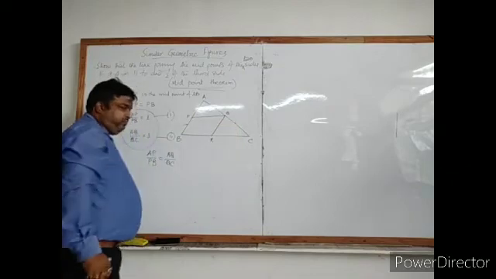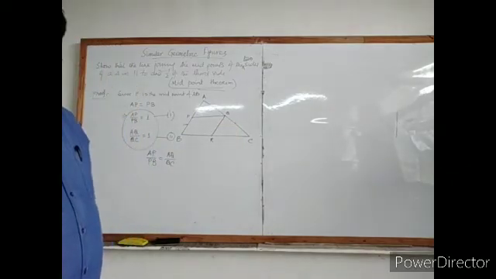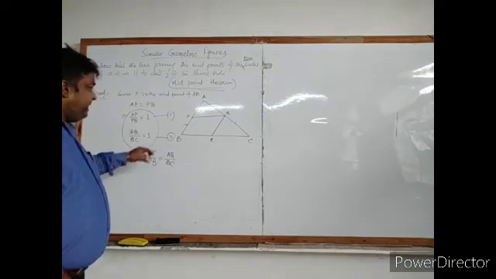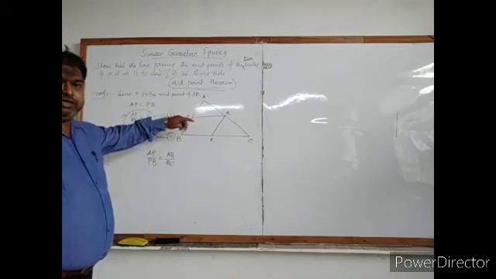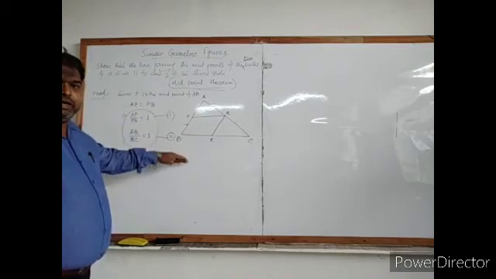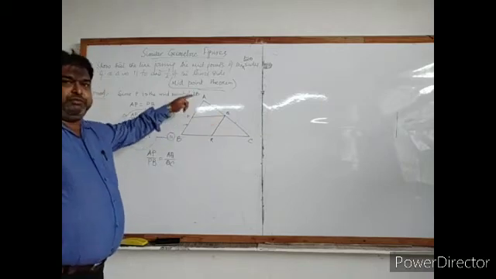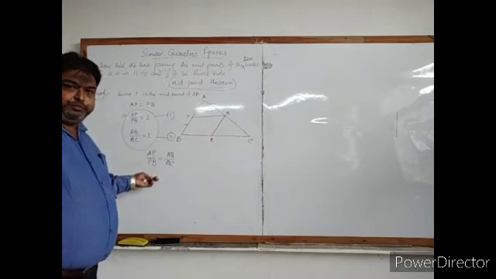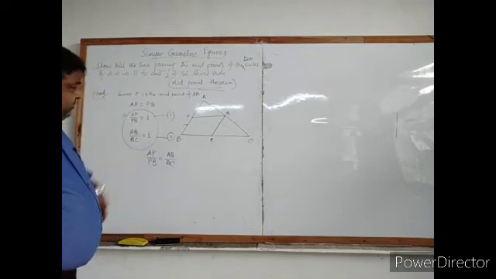Now in triangle ABC, when you are getting AP by PB equal to AQ by QC, just now you got the theorem, that is the converse of BPT: if a line divides the two sides of a triangle in the same ratio, then it is parallel to the third side. So now this side PQ divides the two sides AB and AC in the same ratio, isn't it? Right?